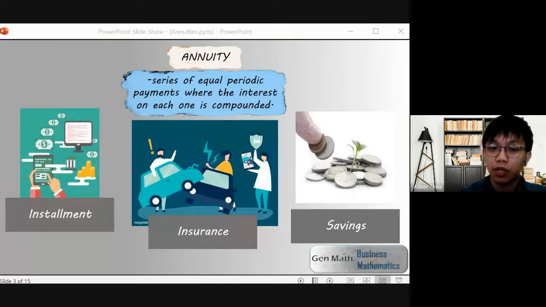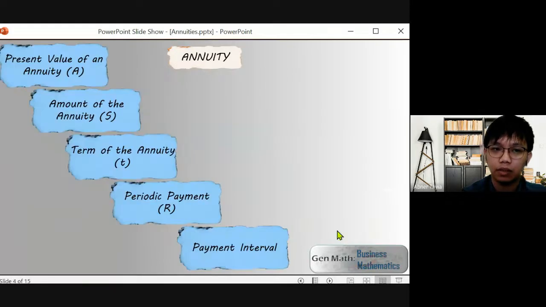Okay, let's proceed with the types of annuities. So, meron tayong types ng annuities. Hindi lang yan isa. Or before we proceed with the types, we have here the following values or following terms that are involved when we talk about annuities. Okay. So, present value of annuity.